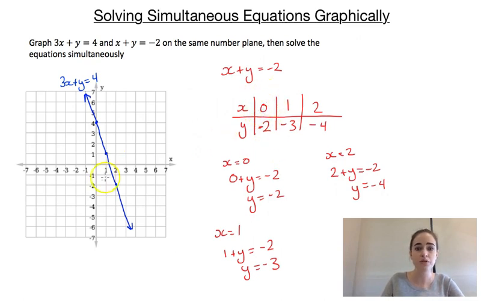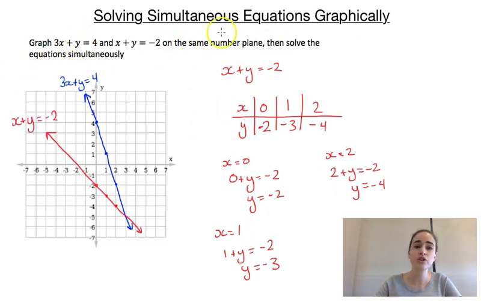So plotting our points, we'd have 0, minus 2, so down here. We'd have 1, minus 3. And we'll have 2, minus 4, so down here. So again, you want to draw a straight line through those as best you can using a ruler. We've drawn on our second line.